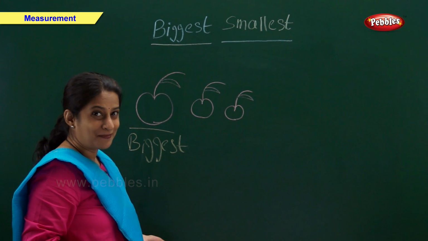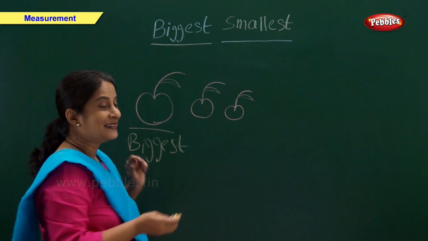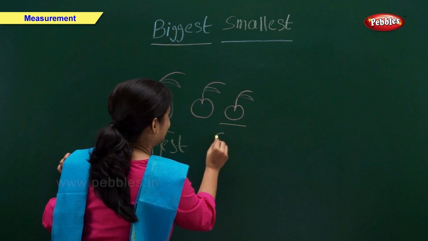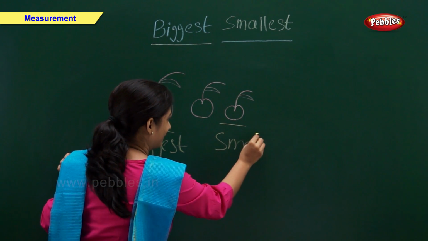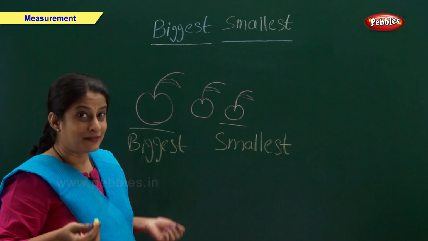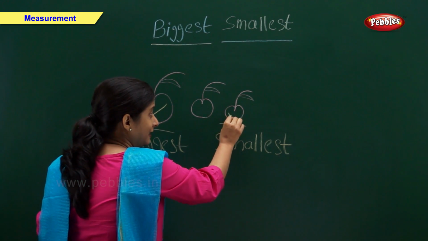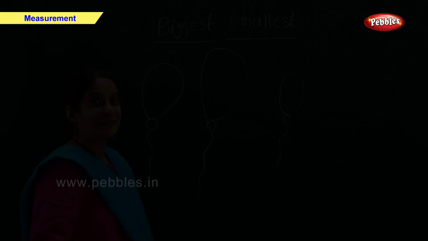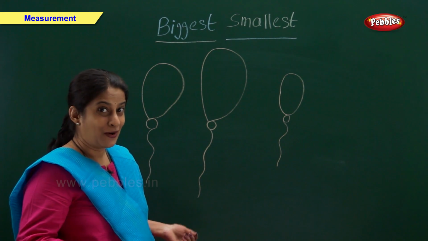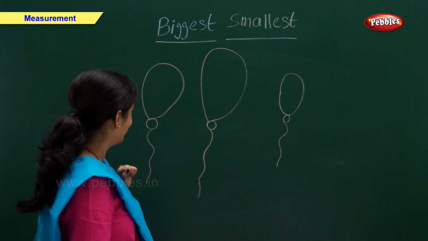And which is the smallest apple? This or this? Right. The third apple is the smallest apple. So, this is our biggest apple and this is our smallest apple. Now we have 3 balloons. So let's find out which is the biggest balloon and which is the smallest balloon.